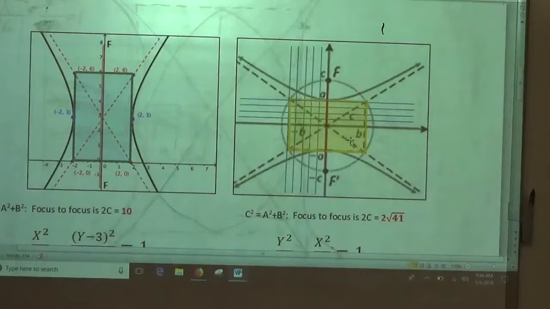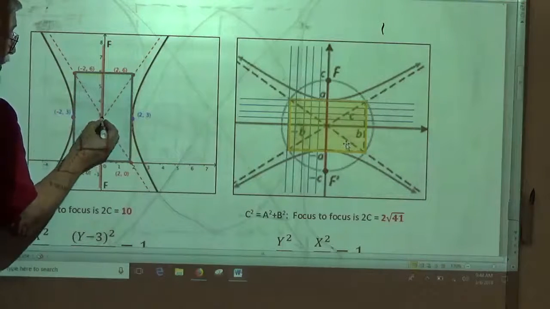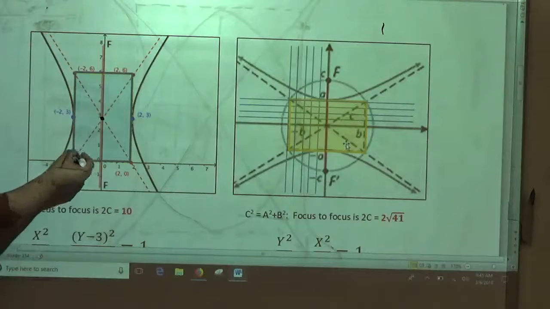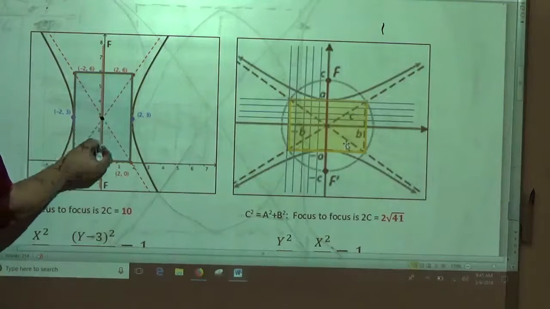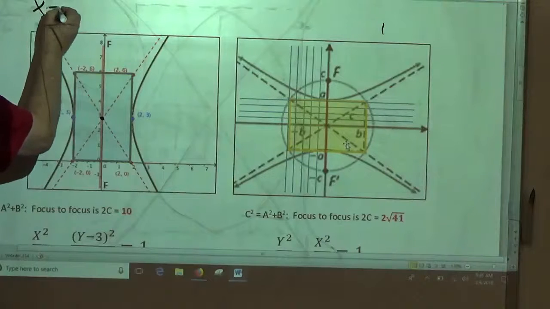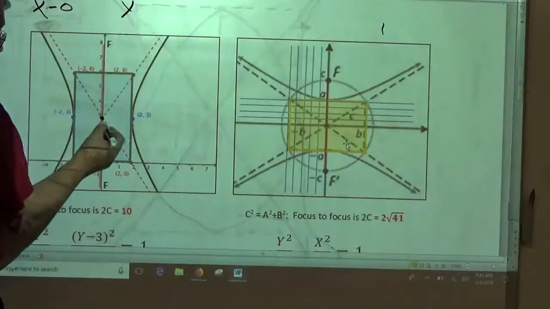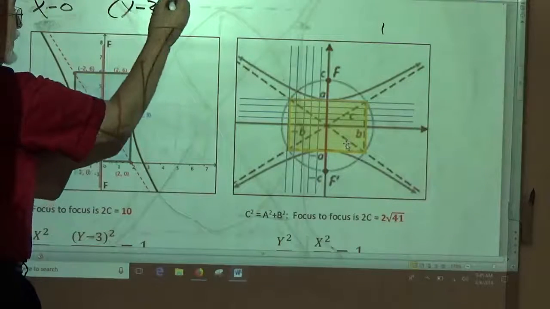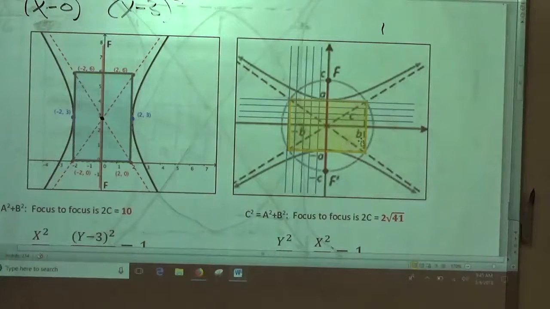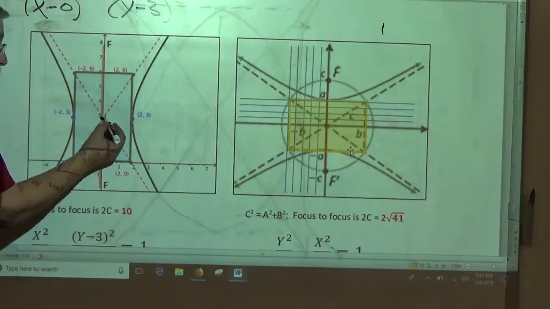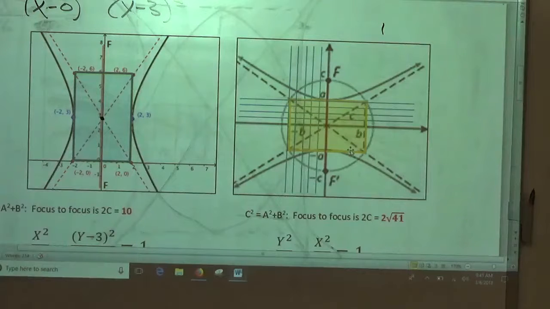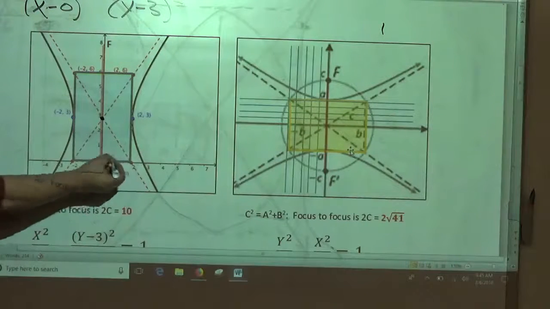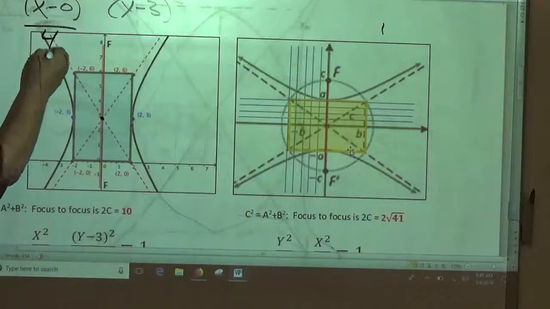All right. So, what do you see here? The center is right here. What is that center? It is (0, 3). So it's x minus 0 and y minus 3 squared, because that's how you find the center. We've been doing this for a number of problems. Now, what is the length from here to the edge of the box? It says it's 2. And it's 2 back here, and 2 squared is 4.